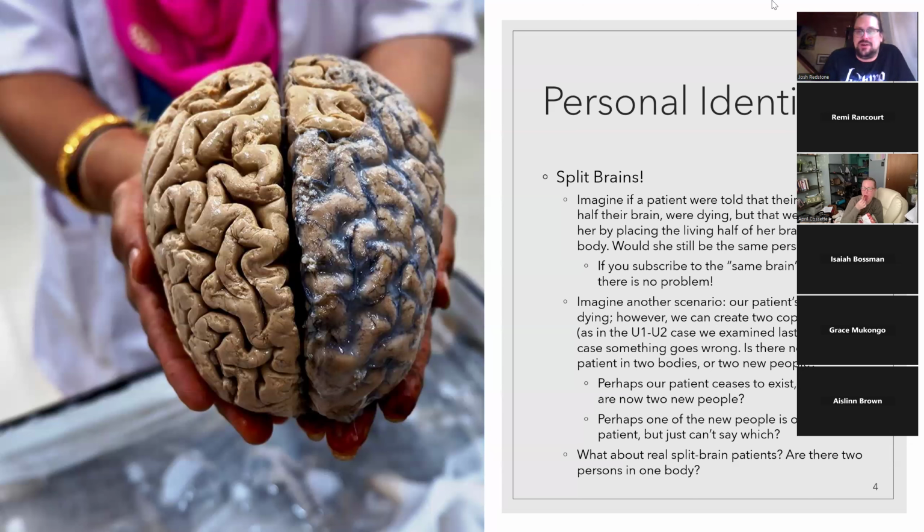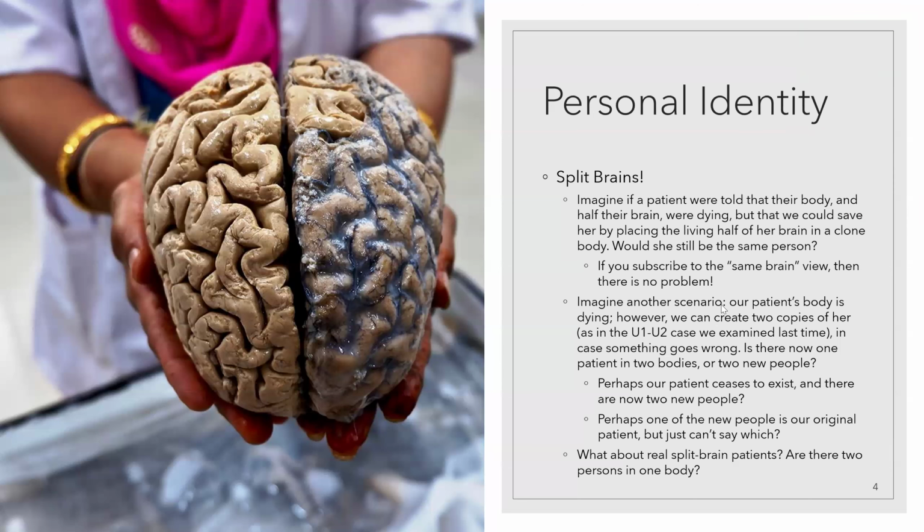What about a different scenario where we have a patient and the body is dying, but we can create two copies? Like in the U1, U2 case where we were going to upload someone's mind to a computer. If I could copy the surviving hemisphere and put each of them in a new body, do I have one person in two bodies or two new people?